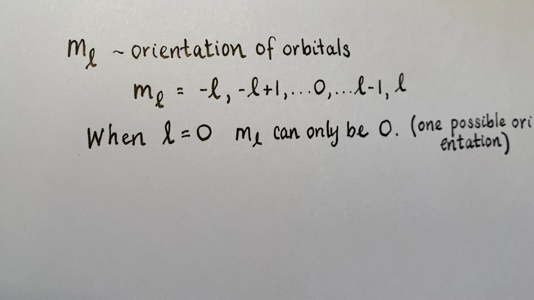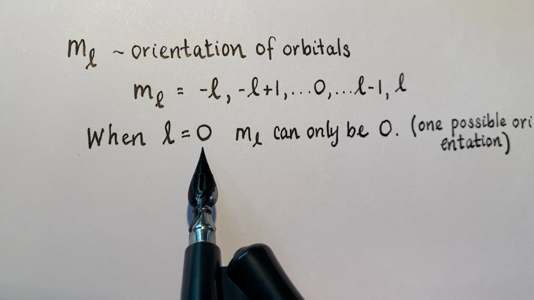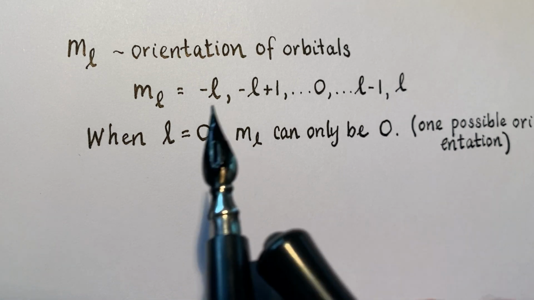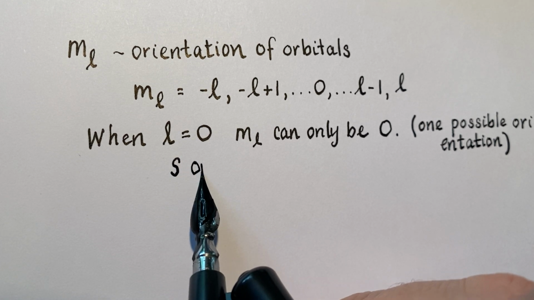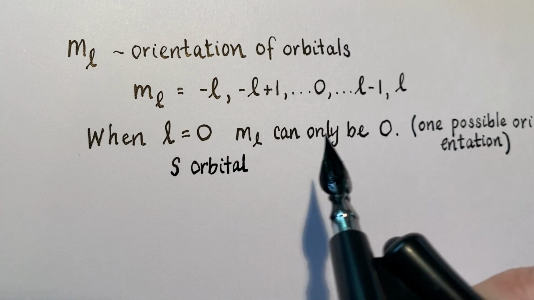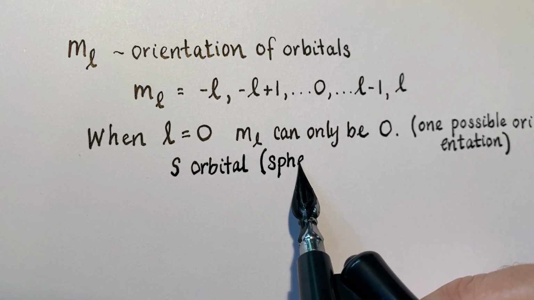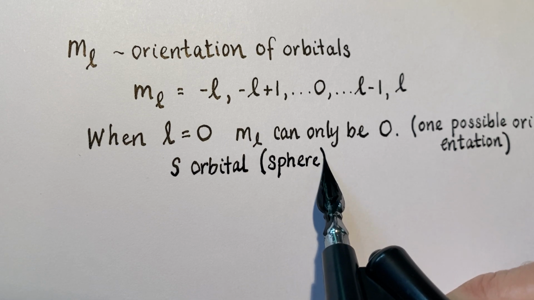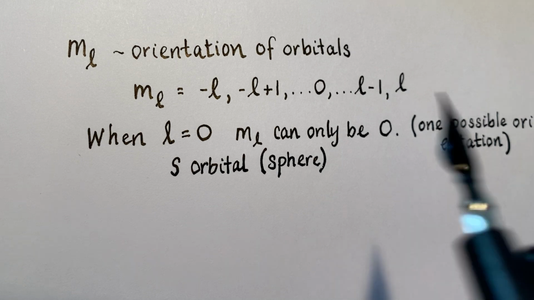This actually makes intuitive sense, because if we think about what this means when L equals 0, we talked about this last time. This is an S orbital. Again, an S orbital is a sphere. What does an S orbital look like?